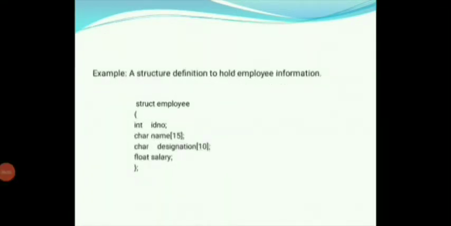So this is a general example for defining a structure: a structure definition to hold employee information. Here struct is a keyword and employee is the structure name. It consists of different data members: ID number, name, designation, and salary. The ID number is denoted using the data type int. Name is denoted using the character data type. Designation is also a member of this structure, denoted using the character data type. Salary is also a member of the structure, denoted using the data type float.